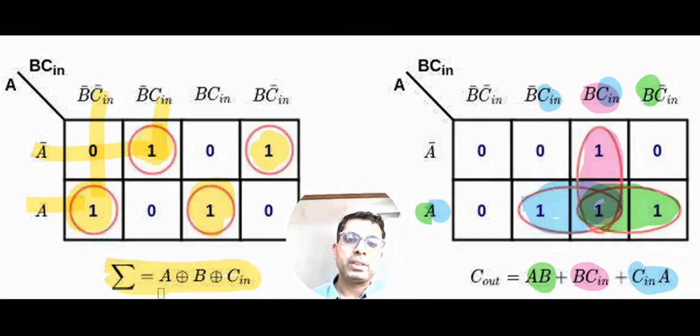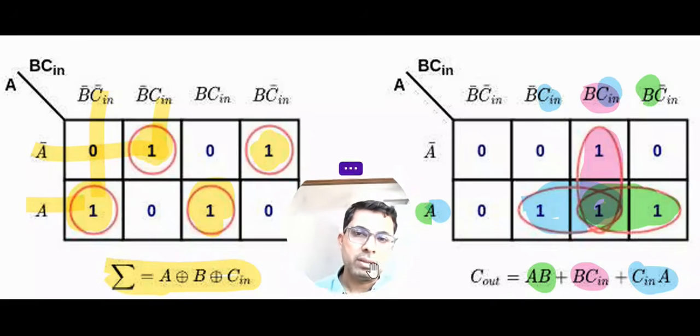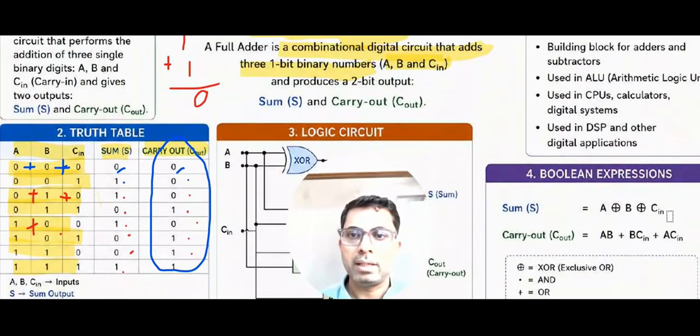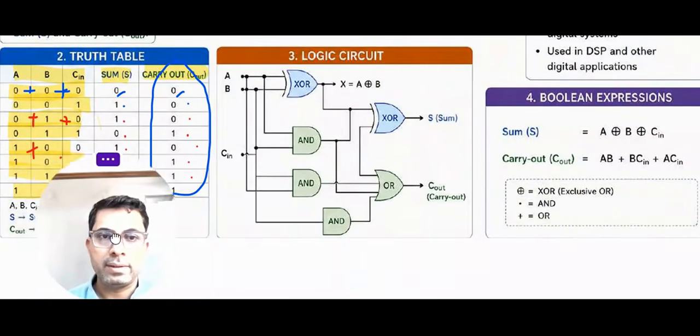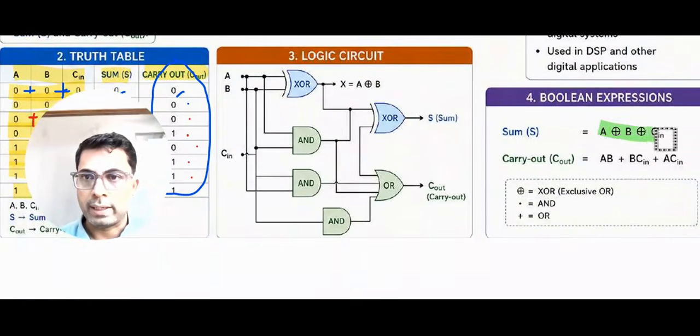So what equation did we get? Sum is A XOR B XOR Cin, and carry is AB plus BCin plus ACin. Okay. So this equation is here also. See here, this is the equation for sum. And this is what the carry is.